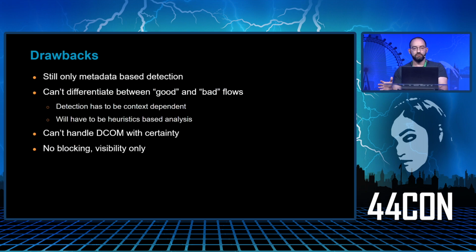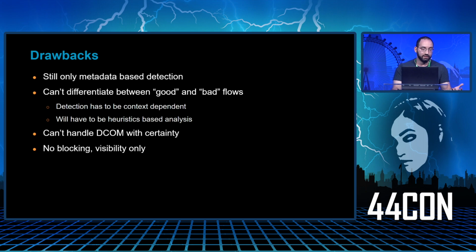So this all leads me to the end of this RPC visibility section and to talk about its drawbacks. The main drawback is that it's still only a metadata-based detection. We can't really differentiate good and bad flows just based on the fact that some RPC operation is being called. We have to have some sort of context or some sort of baseline into what is actually being made in the network on a regular basis. So it's still a heuristic-based analysis.